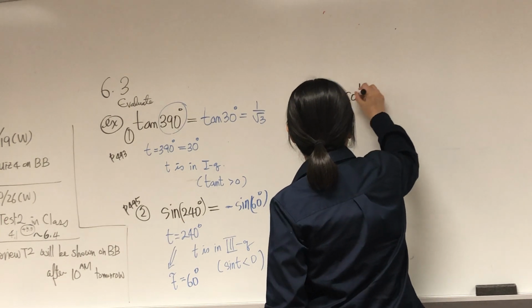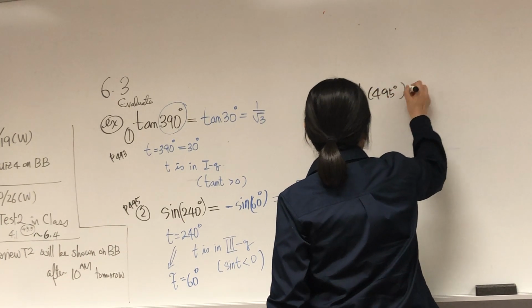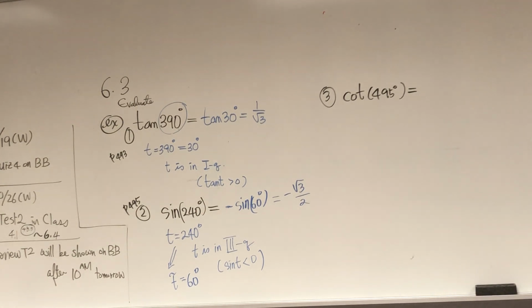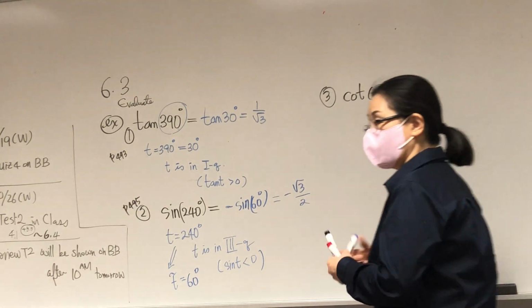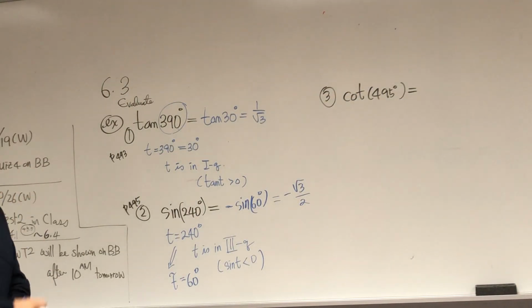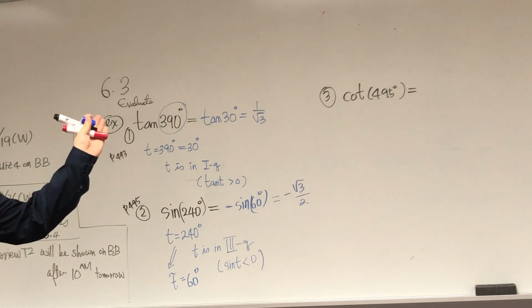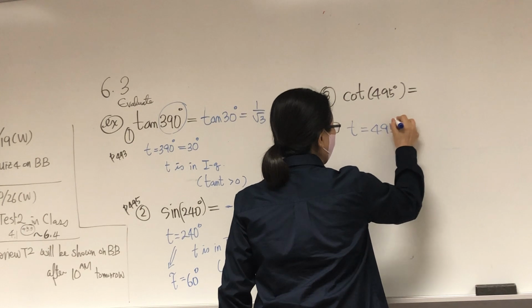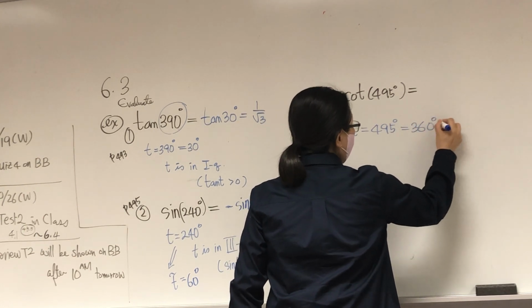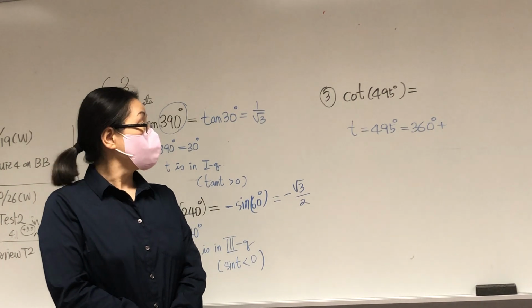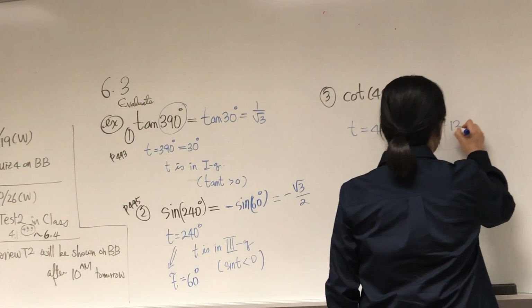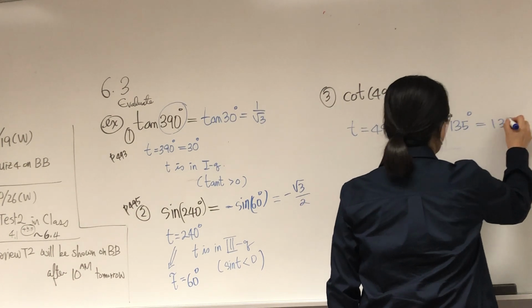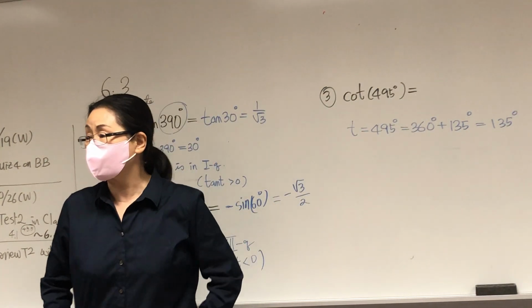How about cotangent 495 degrees? What do you need to do first? Anybody can explain? I will follow your explanation. What do you want to do first? How many rotations past 360? So it is more than one revolution. Very good. So your t can be divided by what? After the revolution, 360 plus what? Very good, 135. So it is the same thing as 135 degrees, right? Because the revolution doesn't make any difference, right?